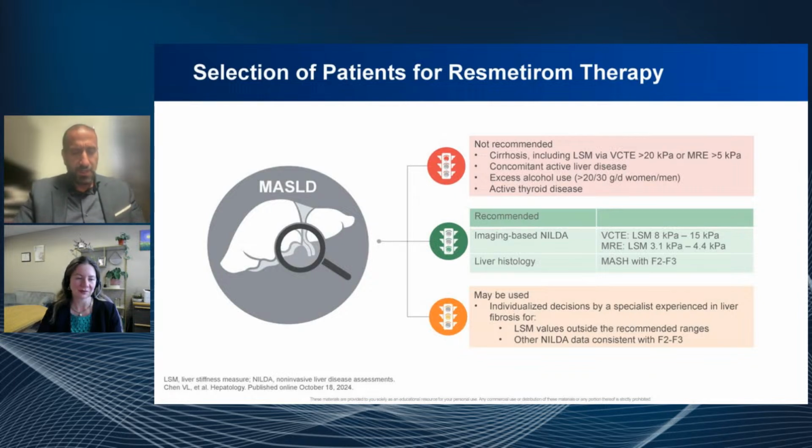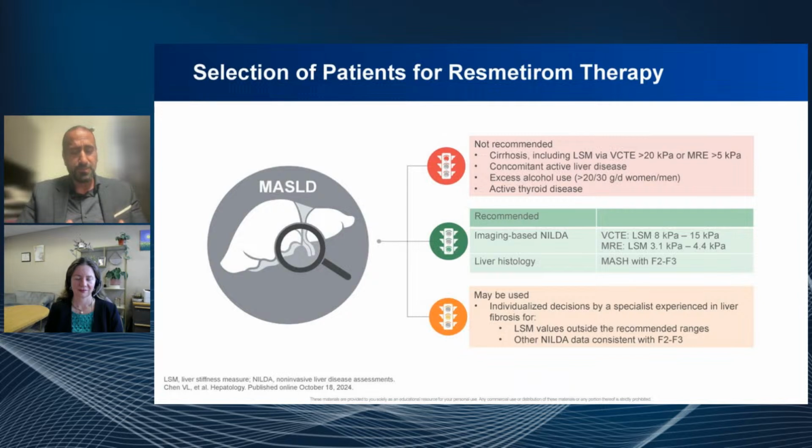Yeah, thank you, Dr. Allen. I think I just want to clarify a couple of issues with these recommendations. Active thyroid disease does not mean that if you are stable on thyroid hormone replacement therapy that you cannot be on resmetirom. In fact, about 14% of patients in the Maestro-NASH phase 3 trial were on thyroid hormone replacement. So as long as the disease is under control, you can be treated with resmetirom.